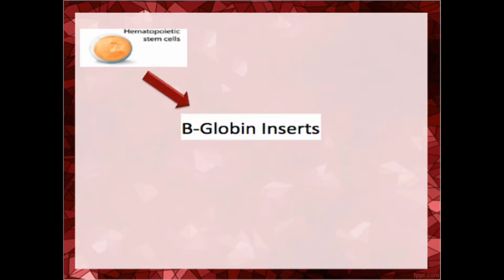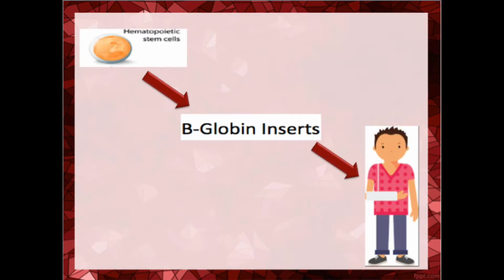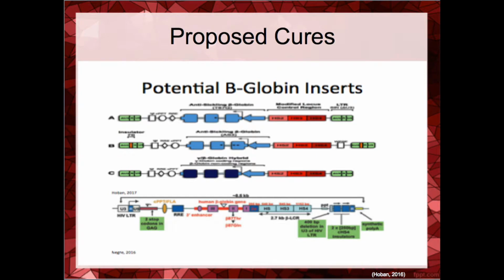Another method that has been recently devised is to harvest the patient's own hematopoietic stem cells and then insert the correct beta-globin gene with a viral vector. These transformed cells can then be transplanted back into the patient, in which they can differentiate into erythrocytes with the functioning hemoglobin gene. Here are some examples of cassettes that have been proposed to be inserted into stem cells over the last decade or so.